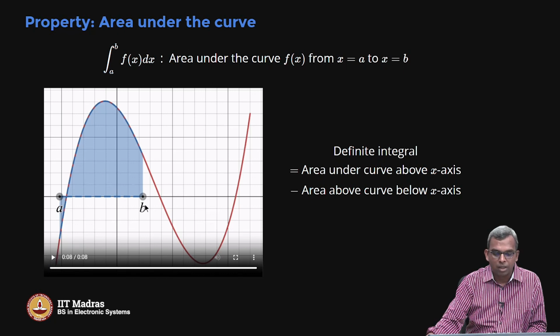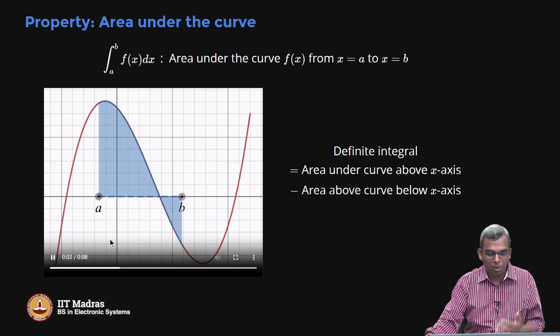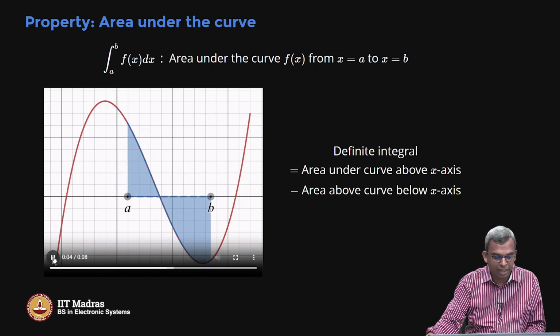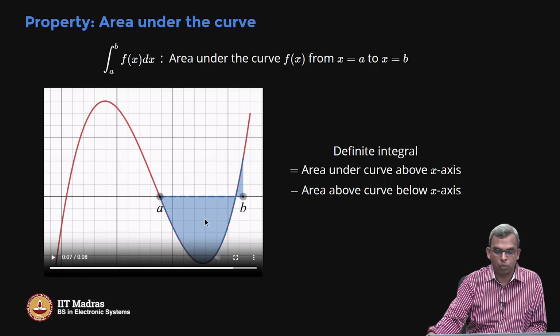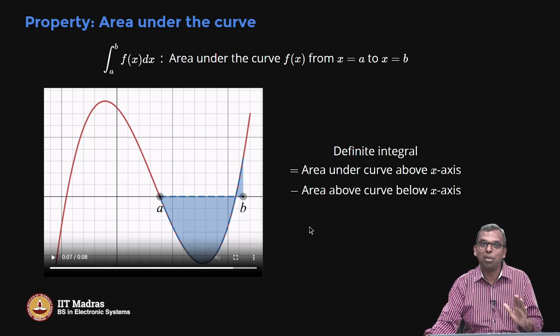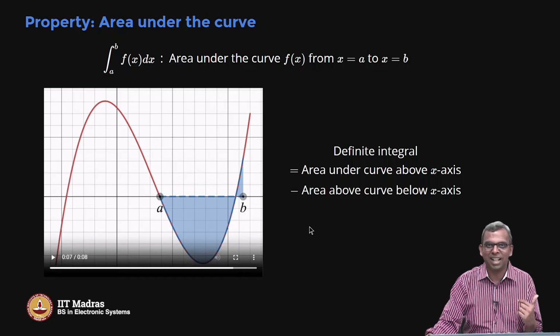I hope this helps you remember how a definite integral is connected to area. You see here, for instance, this becomes positive, this becomes negative, this becomes positive: the small positive part and the large negative part. So you'll have an overall negative answer. So it's area under the curve, but it's not just positive area, it can be negative also.